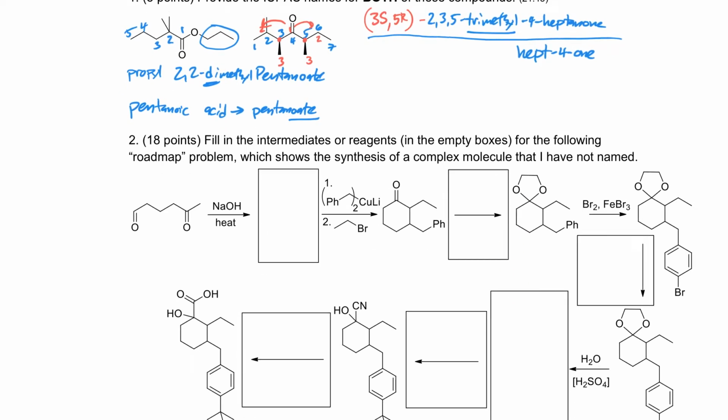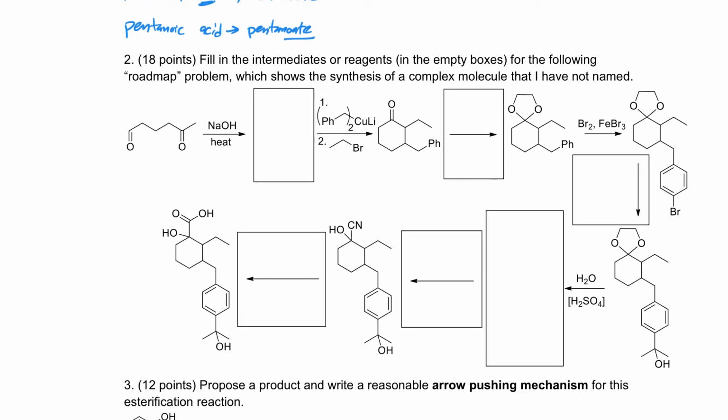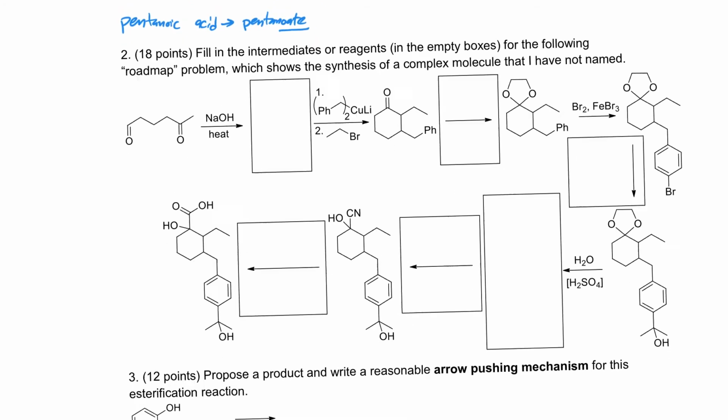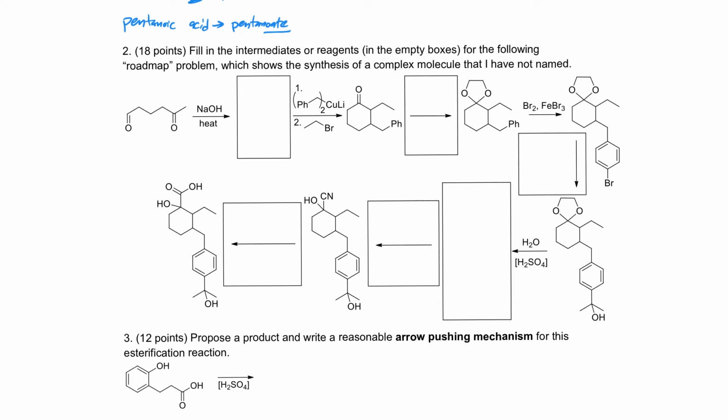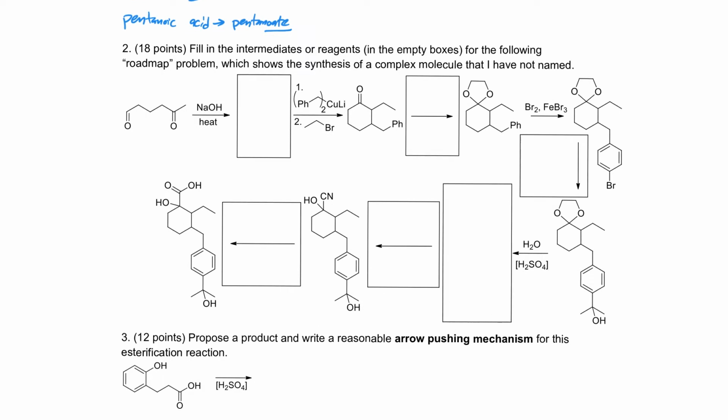Okay, so now question 2 is a roadmap problem. Let's see if I can get it all on the screen here. We're basically asked to fill in boxes, either reagents or products. This first one is basically NaOH in heat. That's an aldol condensation.